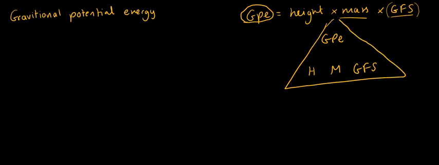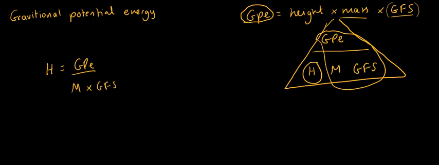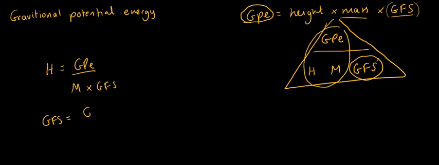So, therefore, if I wanted to calculate height, I'd cover height up, and it would be equal to what I have remaining, which would be GPE over the top of, so divided by, mass times gravitational field strength. If, say, for example, I wanted to work out what gravitational field strength is, that would be equal to what is remaining, which would be gravitational potential energy divided by height times mass.